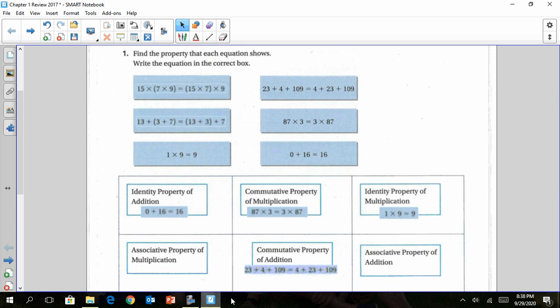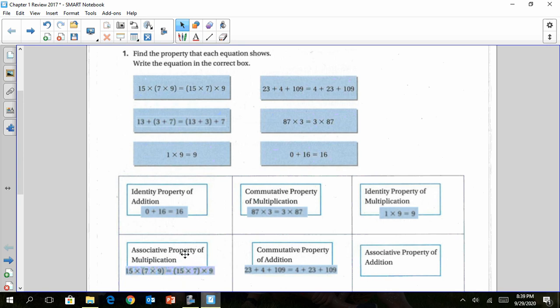For the associative property, try to remember that the order does not change. The numbers stay in the same order. The only thing that changes is the parentheses. So instead of grouping one set of numbers, you would group another set of numbers. The associative property of multiplication would be this first problem here, which is 15 times the quantity of 7 times 9, is the same thing as regrouping it: the quantity of 15 times 7, times 9. That would be the associative property using multiplication.